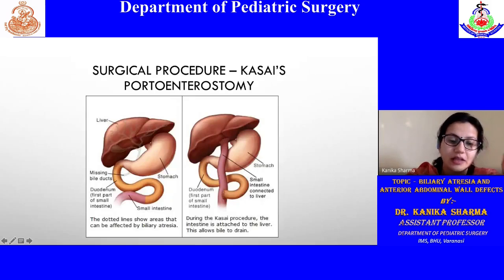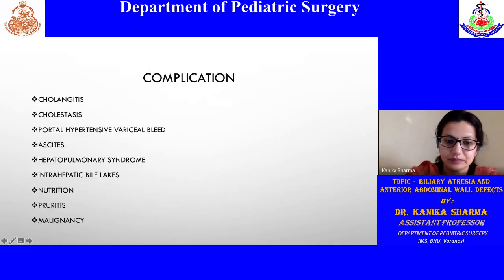The remaining proximal part of the bowel is then attached to this Roux loop. This makes a kind of Y, and this is commonly called Roux-en-Y. So this is a portoenterostomy, where the porta of the liver is attached with a part of intestine.